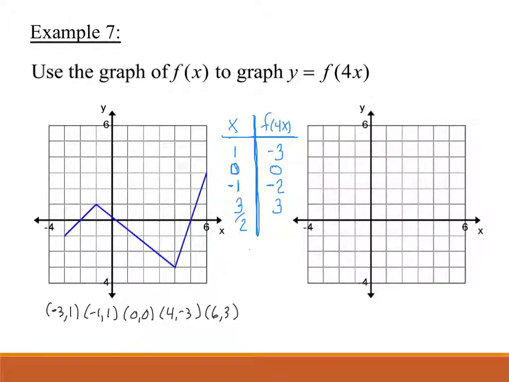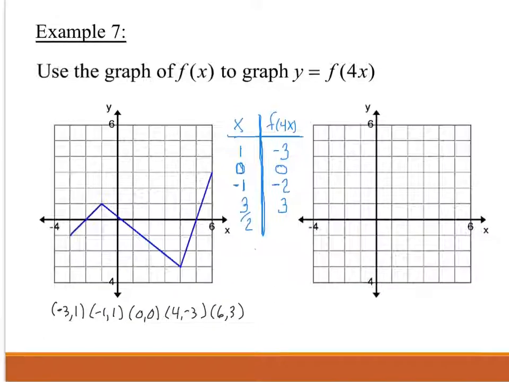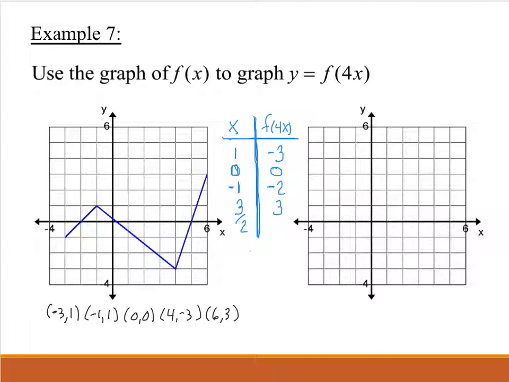In example 7, we are using the graph on the left of f of x to graph a new function y is equal to f of x over 4. So we have on the left-hand side the graph of f of x, and we have the ordered pairs of this graph: -3, 1, -1, 1, 0, 0, 4, -3, and 6 and 3.